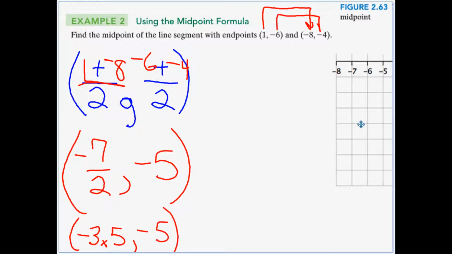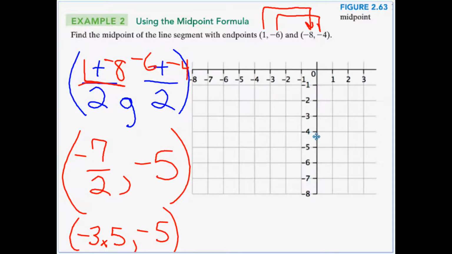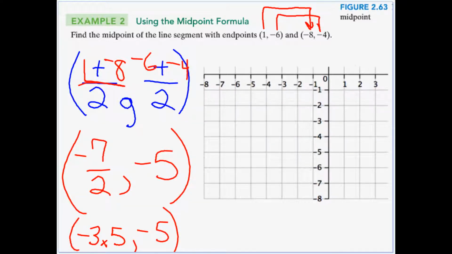Now it doesn't tell us to graph it, but if we made a mistake, we could catch it with a graph. So let's graph our endpoints here. 1, negative 6, right about here. Negative 8, negative 4 is right here. And if I connect the dots, whoa, that's pretty terrible. Well, I'm not going to waste the time getting out the line tool. Close enough. Now let's graph this point and see if we're on that line.